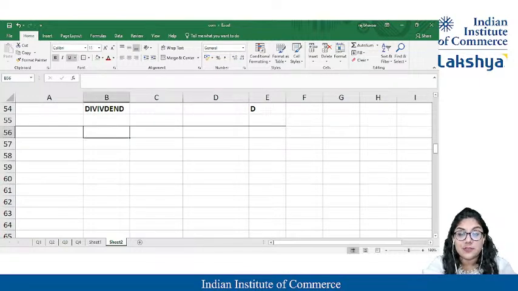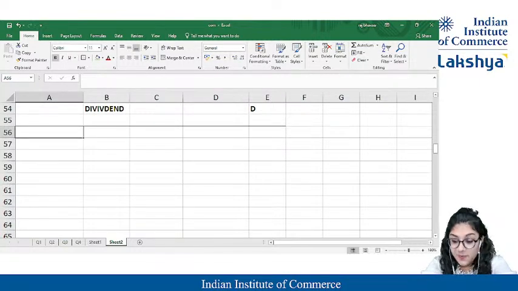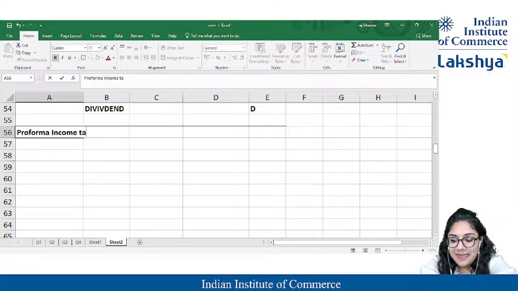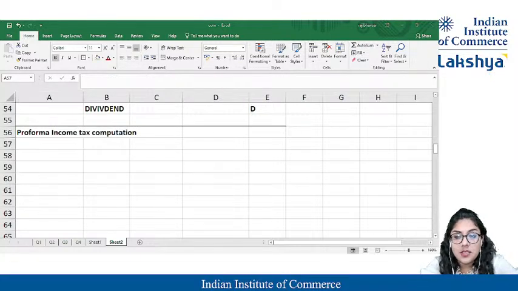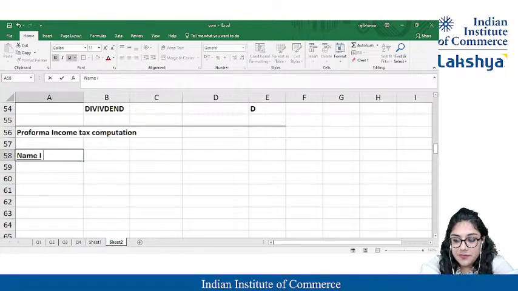So students, what will I write? Pro forma income tax computation. Is it just fine if I write like this, or do I have to write another thing? Students, the first and foremost thing, you have to write the name of the individual whose tax you are going to pay. So name of the individual comes here.